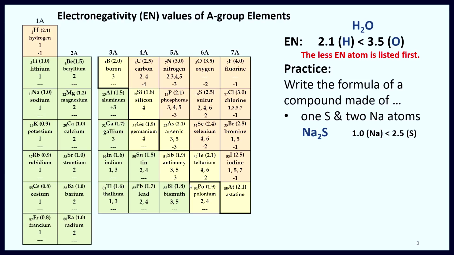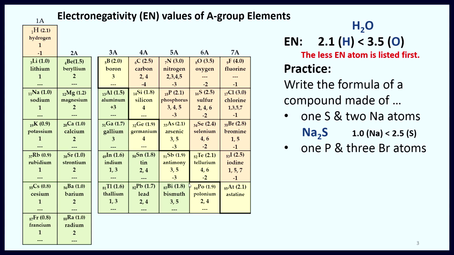Now, since you've already taken some chemistry, you will recognize Na2S, sodium sulfide, as being an ionic compound made of a metal ion, sodium, and a nonmetal ion, sulfide. And it's true in every case that all metals have lower electronegativities than any nonmetal. So you don't actually have to look up the electronegativity values of ionic compounds. You simply have to recognize that the metal is always listed before the nonmetal.